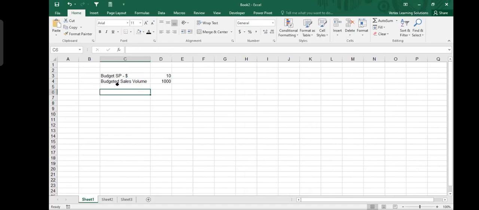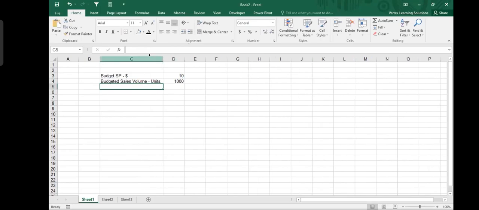Now, based on that, what you can calculate, you can say that my budgeted sales are this much, 10,000. This was not given. Let's suppose that this information is not given. They told you that your budgeted selling price per unit is $10. Your budgeted sales volume in terms of units are 1,000 units. So based on these two pieces of information, you can say that our budgeted sales were $10,000.